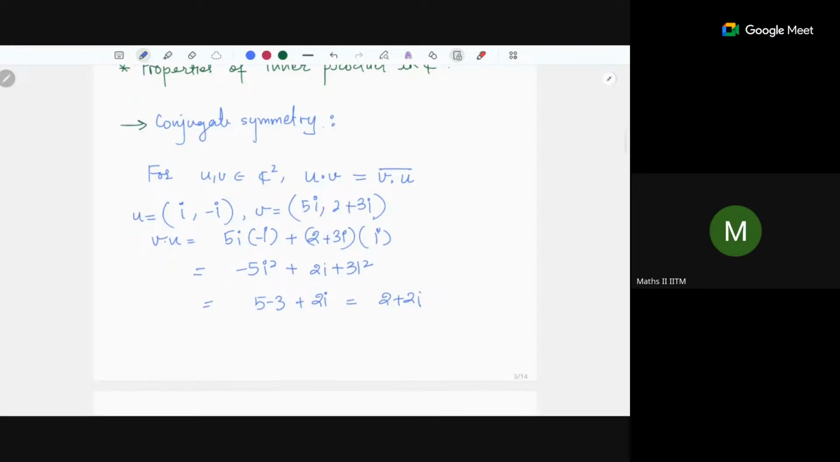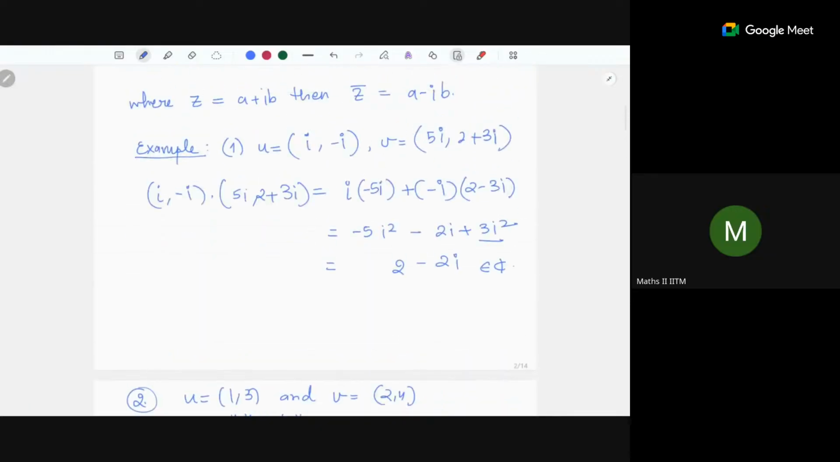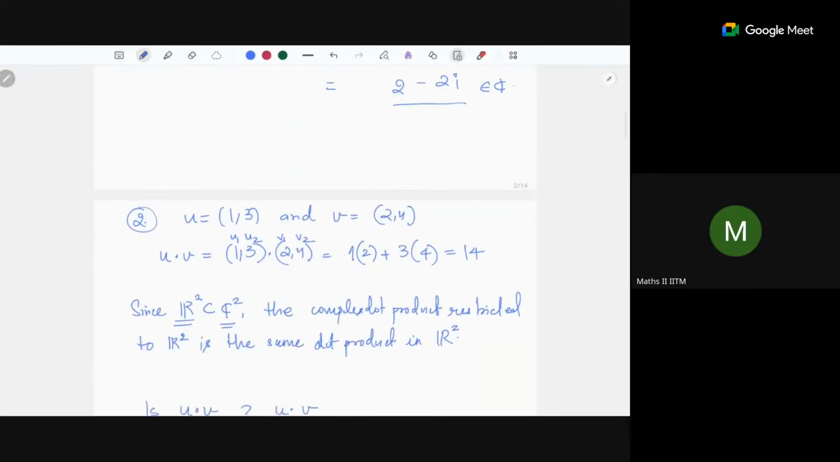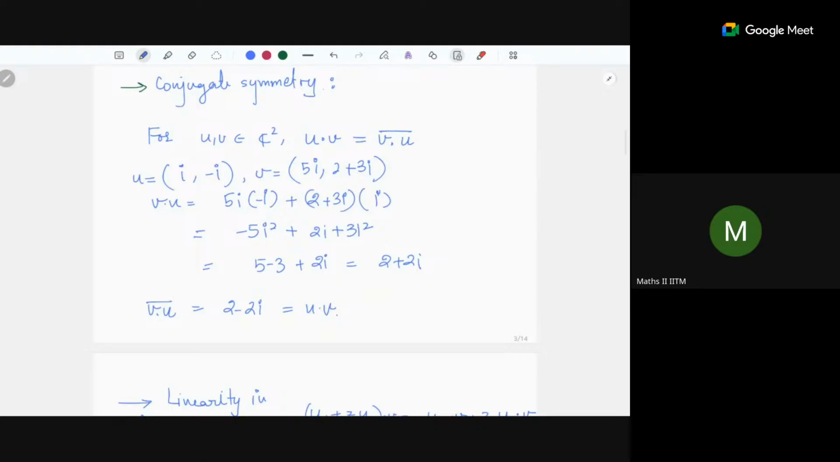Now let's check the conjugate of v dot u. The conjugate of this is 2 minus 2i. Is it equal to u dot v? Yes, it is equal to u dot v. So this is called conjugate symmetry. The symmetry holds after taking the conjugate.